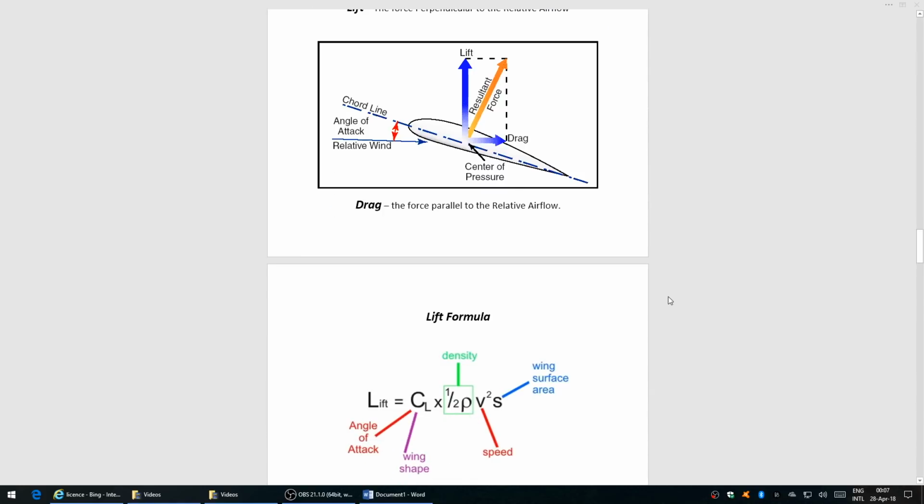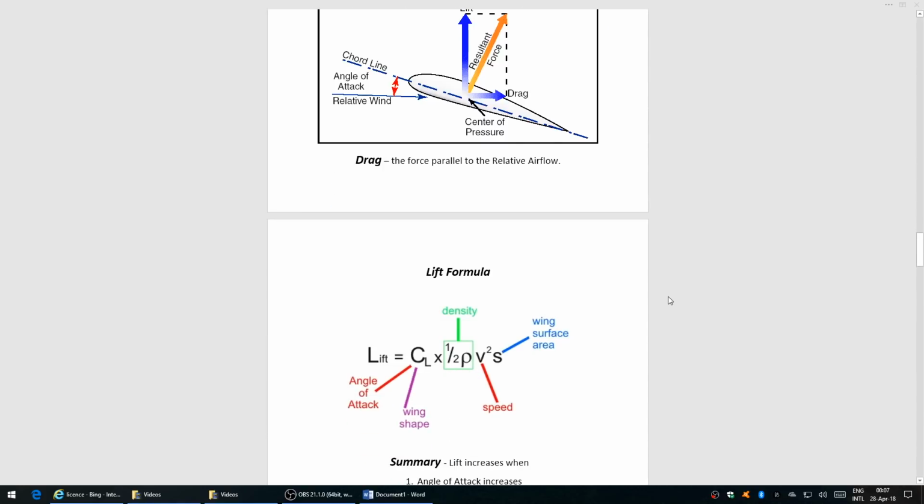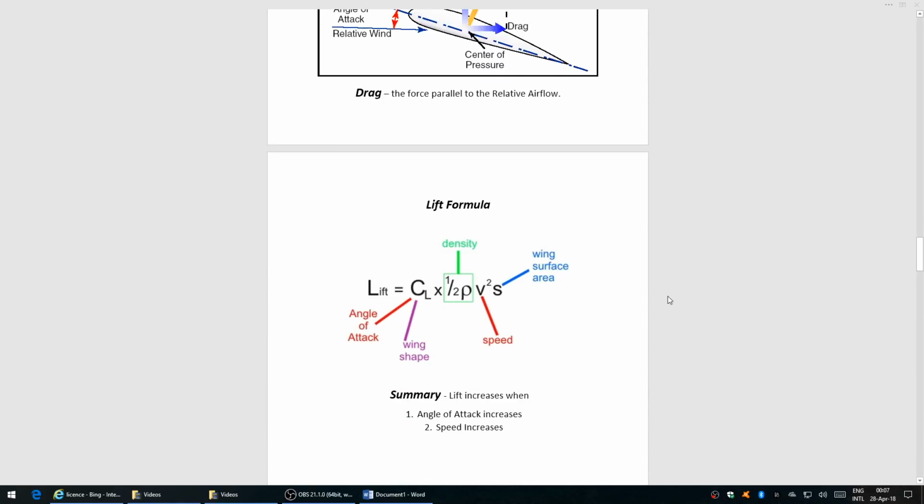So let's now take a look at the lift formula, and don't get too bogged down with it because all we're really concerned with is this summary. The lift generated by a wing is a function of the coefficient of lift, which is the angle of attack and the wing shape, times a half rho, and that is the air density, times the velocity squared times the wing surface area.